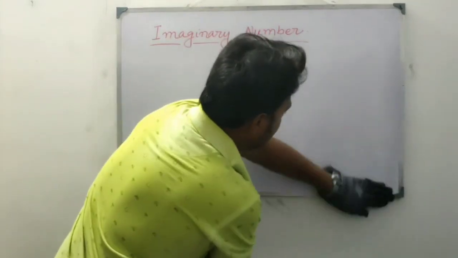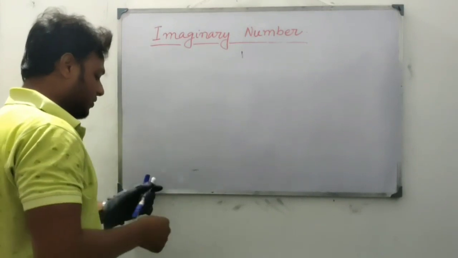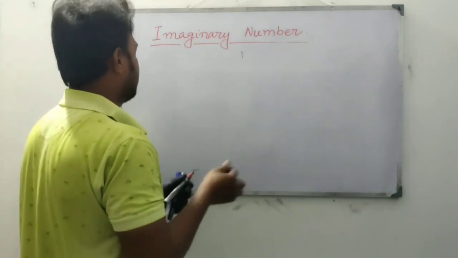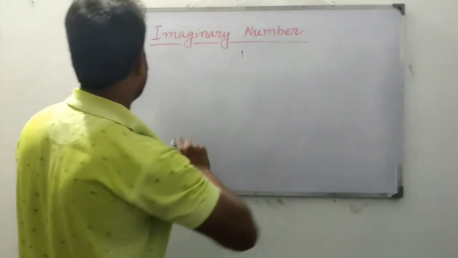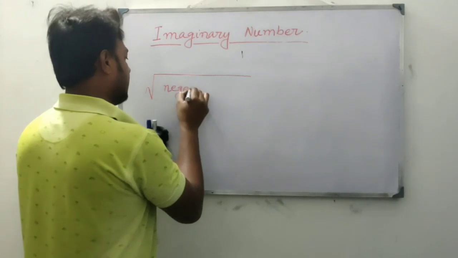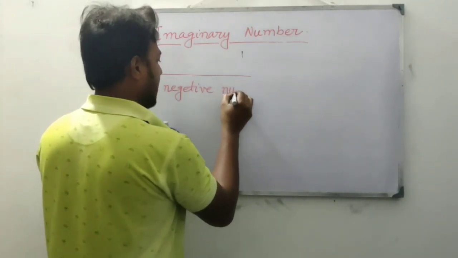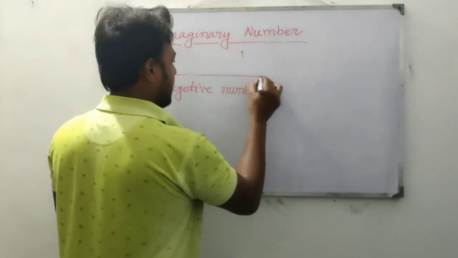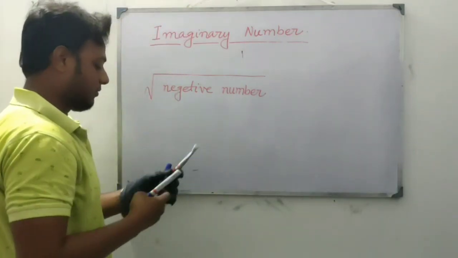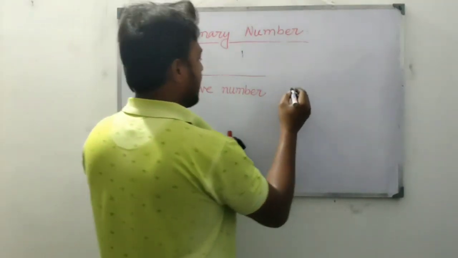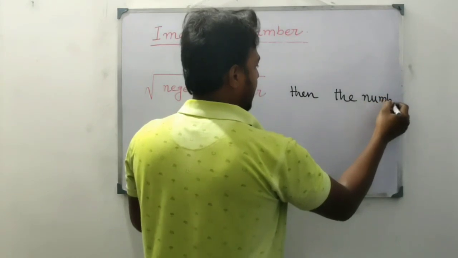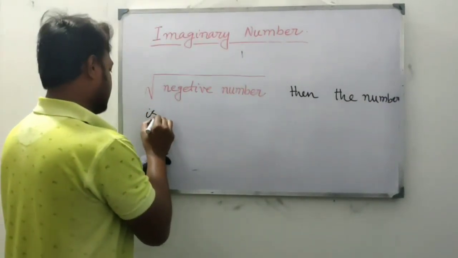So imaginary number means what? If inside the square root, a negative number is there, then it is an imaginary number. Then the number is imaginary.